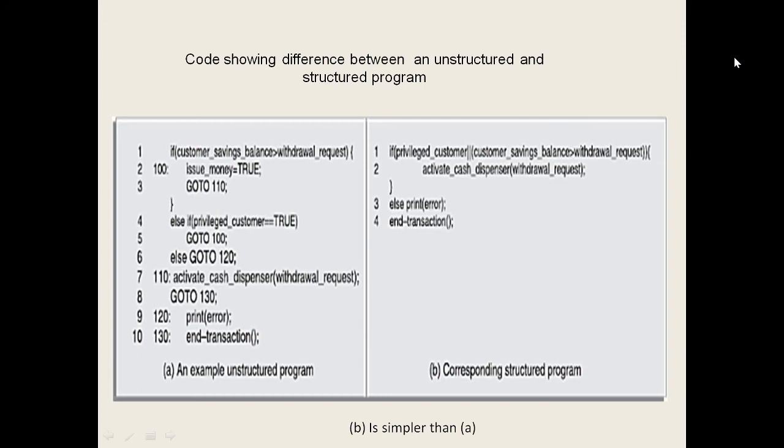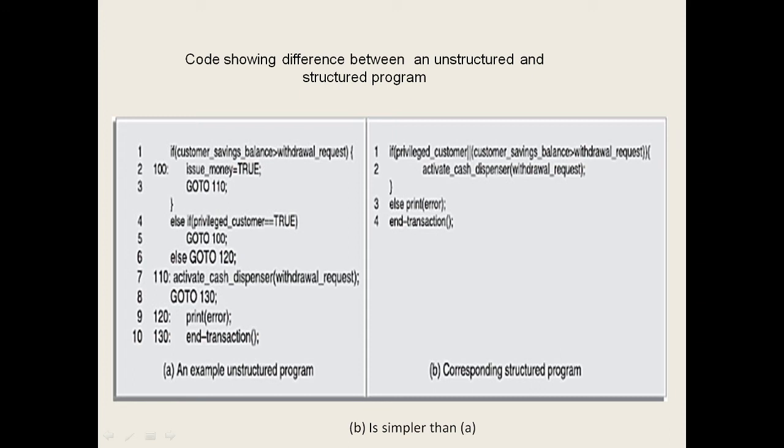As an example, we could see a part of a program showing the difference between an unstructured and a structured program. A program with a good control structure, with a good flow of execution, is termed as a structured program. And what is the difference between an unstructured and a structured program? If you see, figure A is an example of an unstructured program. See, if the customer savings balance is greater than the withdrawal request, then issue money.